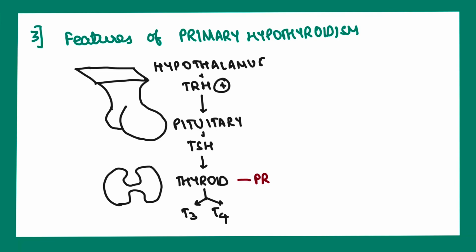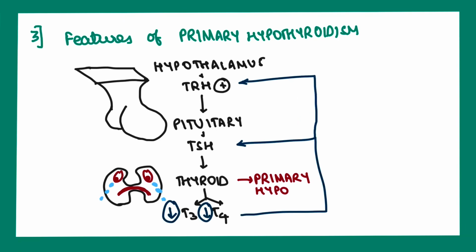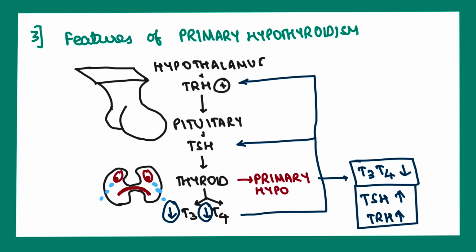So if it is primary hypothyroidism, then the primary disorder is within the thyroid gland. The thyroid gland is not functioning well. So what will happen? T3, T4 will be decreased. So by negative feedback, the other hormones, which are TRH and TSH, will be increased.